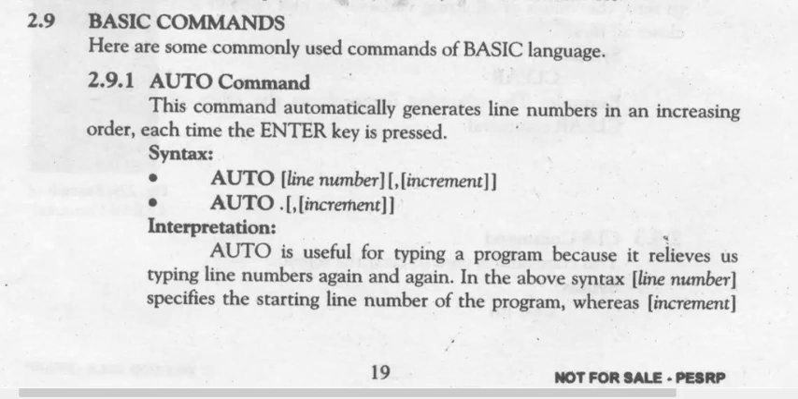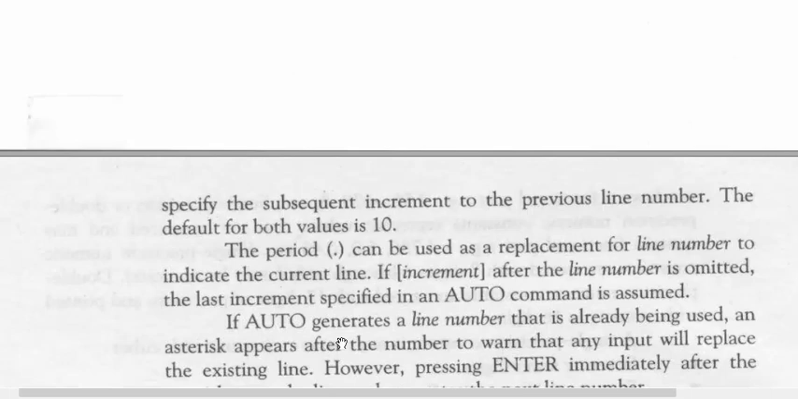In the above syntax, line number specifies the starting line number of the program, from which number you want to start the line numbering, whereas increment specifies the subsequent increment to the previous line number. The default for both values is 10. It means to say that if you start a line number from 1 and you want the next line number to be 10, you will give the increment of 9. 9 plus 1 will become 10.